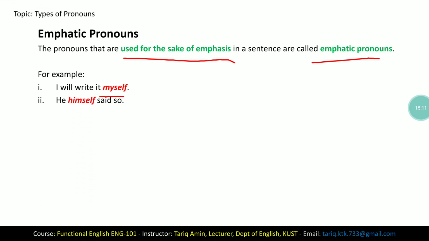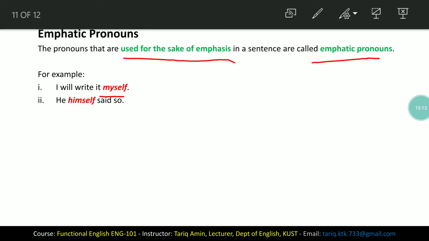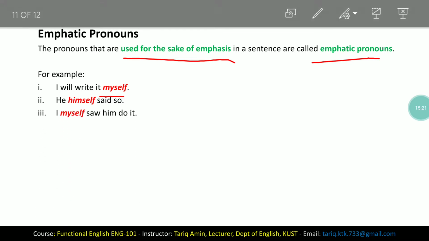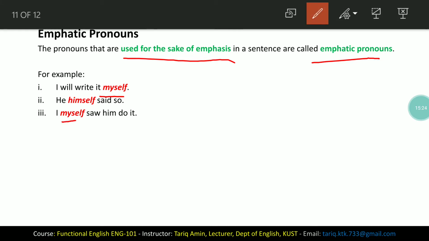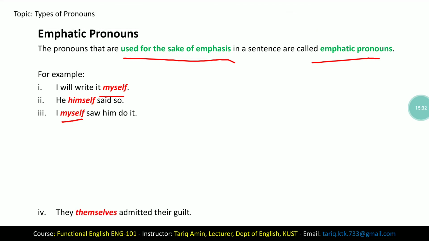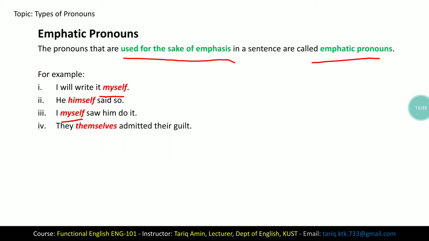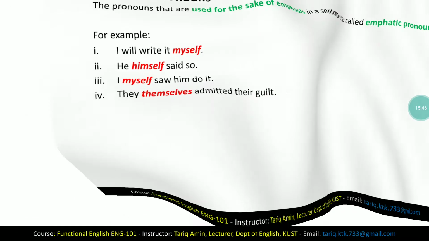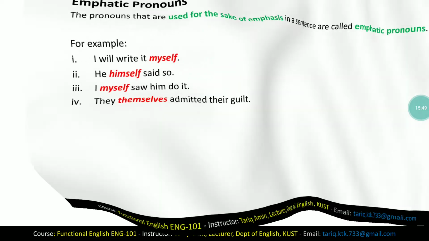He himself said so. We can say he said so, but himself is used in this example for the sake of emphasis. And I myself saw him do it. You can also say I saw him do it, but for the sake of emphasis, myself is used. And they themselves admitted their guilt. Once again, the emphatic pronoun themselves is used for the sake of emphasis. So emphatic pronouns are the pronouns that are used for the sake of emphasis in a particular sentence.